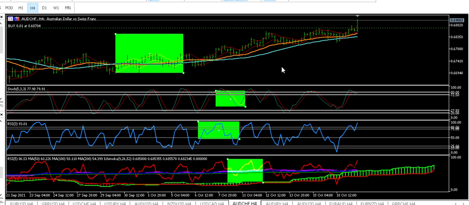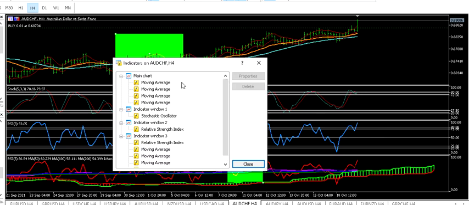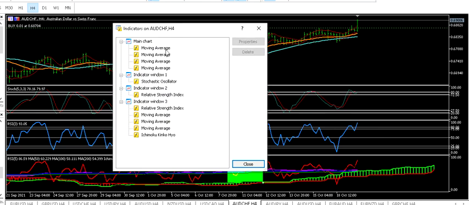Let's look at the settings, how the indicators are loaded. On the main chart I have moving averages. On indicator window 1 I have the stochastic oscillator. On indicator window 2 I have the relative strength index. On indicator window 3 I have a relative strength index, some moving averages, and an Ichimoku indicator.